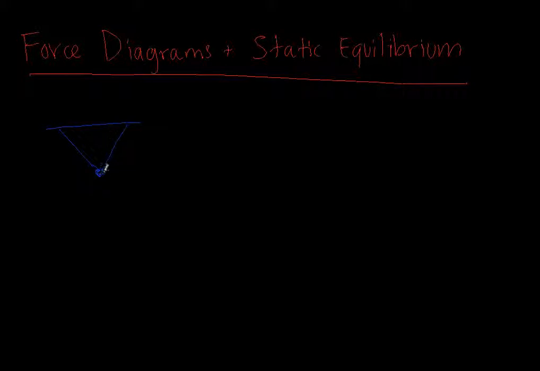where we have a ball hanging from two strings, one at 30 degrees, or actually this one was at 60 degrees, and this one was at 30 degrees, then we can draw a force diagram by basically drawing a dot to represent the ball and then drawing all the forces acting upon it.